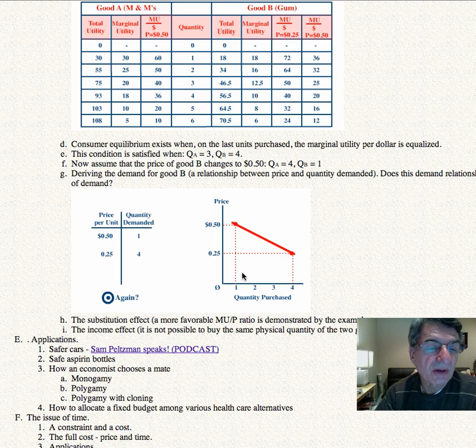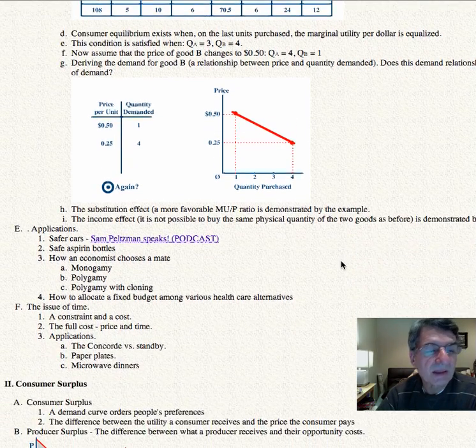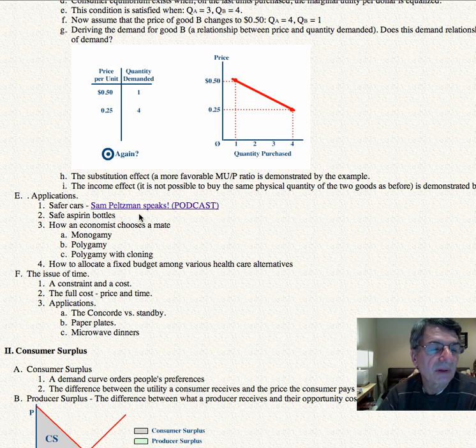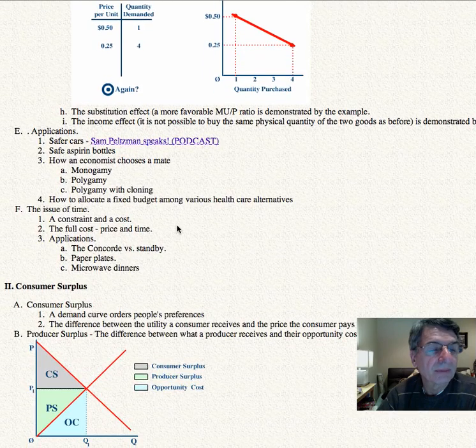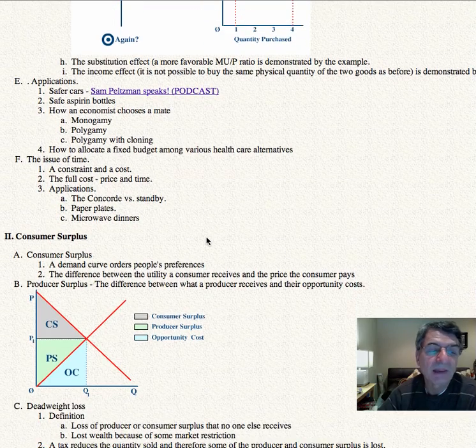And then the substitution effect says even if you did have $3.50, these utility per dollar rates become more favorable now for M&Ms rather than gum. And so you would choose to buy more of the substitute, the other good, which is M&Ms instead of gum. That's the substitution effect. So the economists have applied the substitution and income effect to safer cars, to aspirin bottles, and so forth. Time is a constraint as well, so you always have to concern yourself with factoring in time costs, not just money costs.